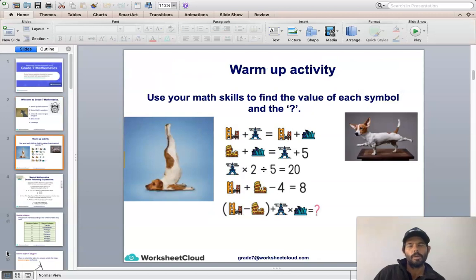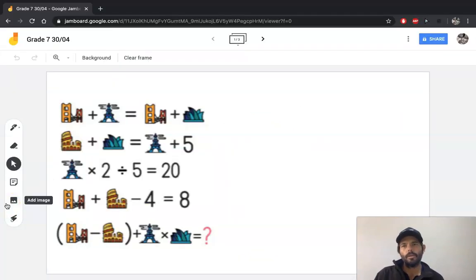I think this warm-up's one of the trickier ones we've done. It took me a while to figure it out. So let's see how you guys get on. I first looked at the third line and reminded myself about order of operations. So I needed to do 2 divided by 5 first, which is the same as 2/5. So what multiplied by 2/5 is going to give me 20, and I worked that out to be 50.